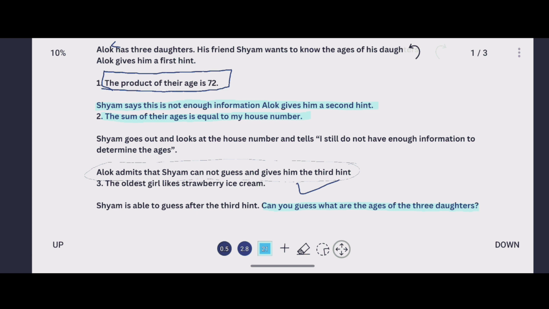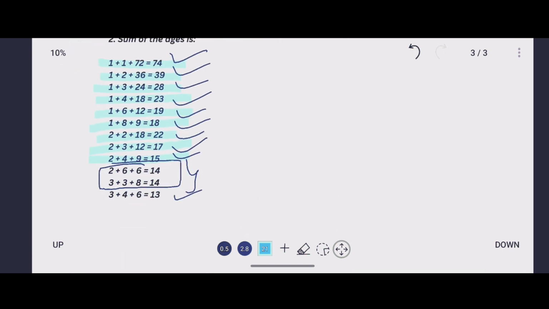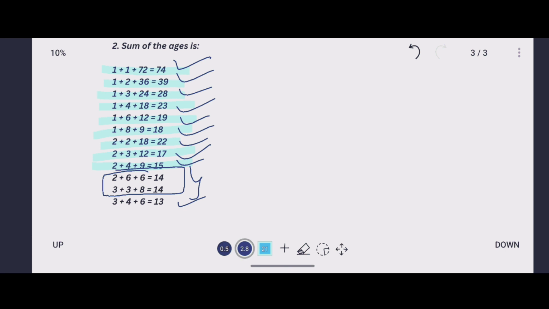Okay, just imagine if your friend tells you that the sum of the ages of his daughters is equal to my house number. Then you can easily identify now, because what you have to do is just list out all the possible solutions, and then match the result with the house number. For example, the house number will be 19. We are just imagining, this is not the right answer.